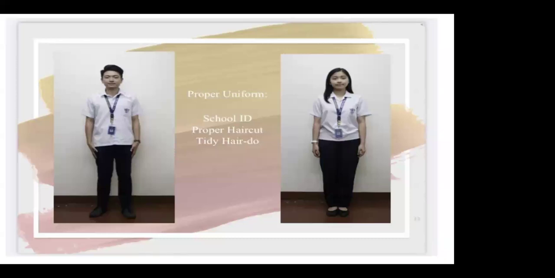And please make sure that you wear your ID. For the haircut, it is standard that you have a proper haircut. I think the standard is 2 by 3. For the girls, you should be wearing your blouse, navy blue slacks, and black shoes. Please make sure as well that your hair is tidy. You may do a ponytail. Other details about the proper uniform, I think, will be further discussed by the discipline office later.